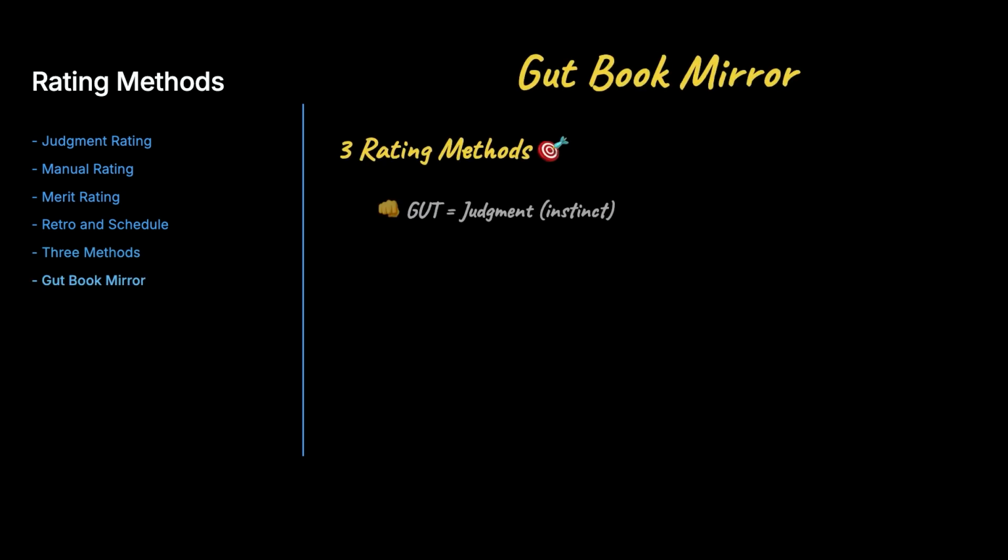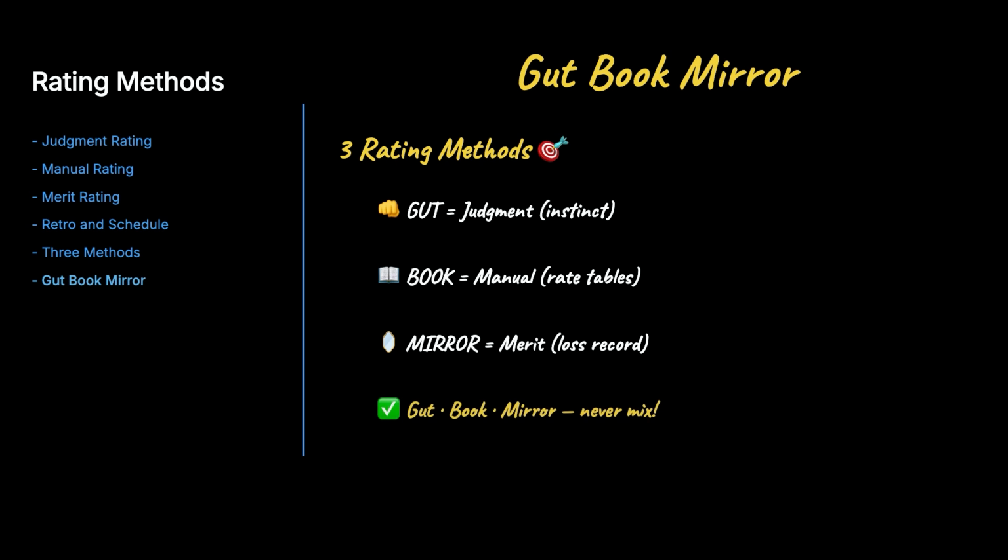A clean memory hook seals it. Think: judgment is the gut, manual is the book, and merit is the mirror. The gut relies on the underwriter's instinct, the book relies on standard rate tables, and the mirror reflects the customer's own loss record back into the price. Gut, book, mirror. Repeat that trio and never mix them up.